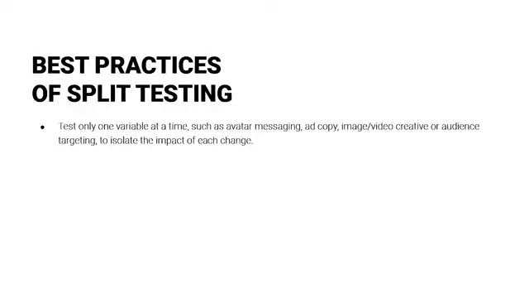So best practices for split testing. Test only one variable at a time. So if you want to test the messaging, well, just test the messaging. Don't test the messaging and the ad copy and the image or the creative and the targeting, because the problem is it's too many changes. Just test one thing at once. So in this last example, all we were doing is testing the different ad creative. That's it. Just the image. Headline's the same, targeting the same, everything else is the same.